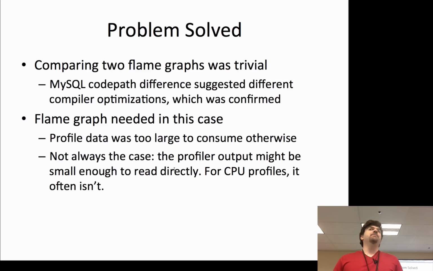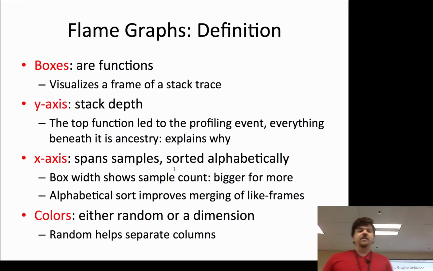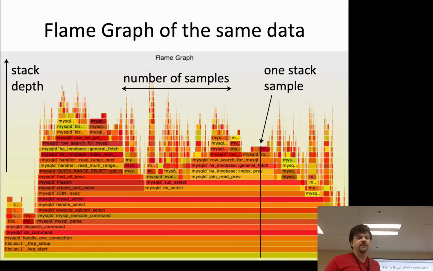FreeBSD is very interesting because you have DTrace and pmcstat, and they both can generate all sorts of different flame graphs, which I'll go through briefly. So to define the flame graph, the boxes are functions, and they visualize a frame of a stack trace. The y-axis is the stack depth. The top function led to the profiling event. So it's whatever is at the top, that's what's on CPU. Everything beneath it is the ancestry.